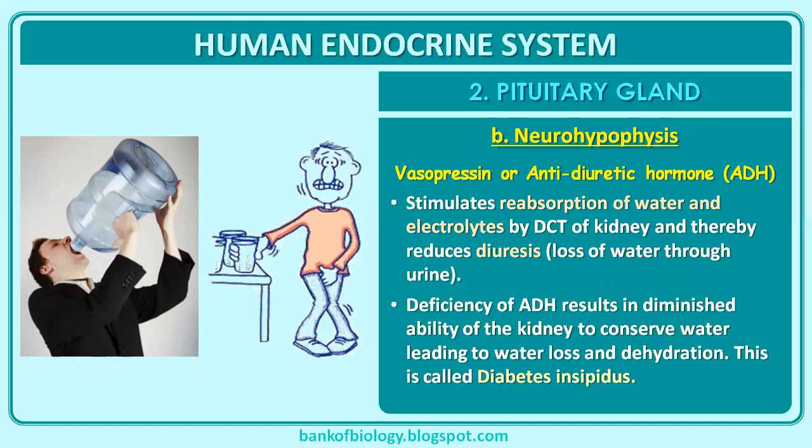So deficiency of ADH definitely affects the kidney. The conservation of water fails, which leads to a large amount of water loss along with dehydration. That is what we call diabetes insipidus, not to be confused with diabetes mellitus, which involves insulin. In diabetes insipidus, in this excess urination you don't find glucose. It is only a problem of water reabsorption. Insipidus means tasteless, that means no glucose here.